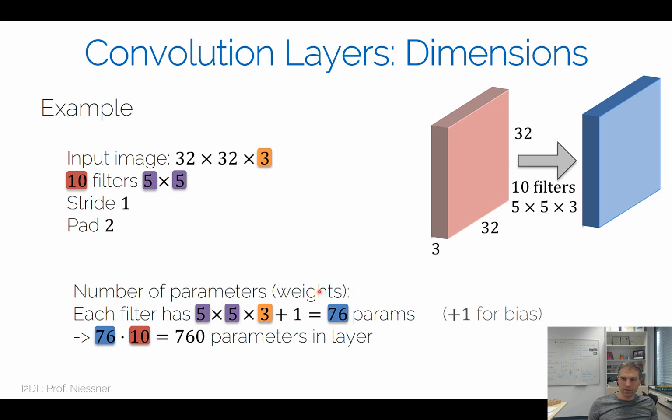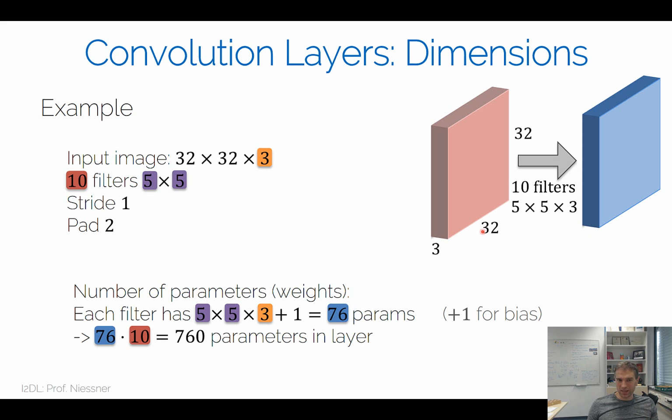So if I have a 5 by 5 filter kernel, 3 input channels means 5 by 5 by 3, which is 75, plus 1 for the bias. So I have a filter kernel of 76. Since I have 10 filters in total, I have 760 parameters in this layer, right? And you can compare it to a fully connected layer, depending on how many neurons you had, right? That would already be a lot larger.